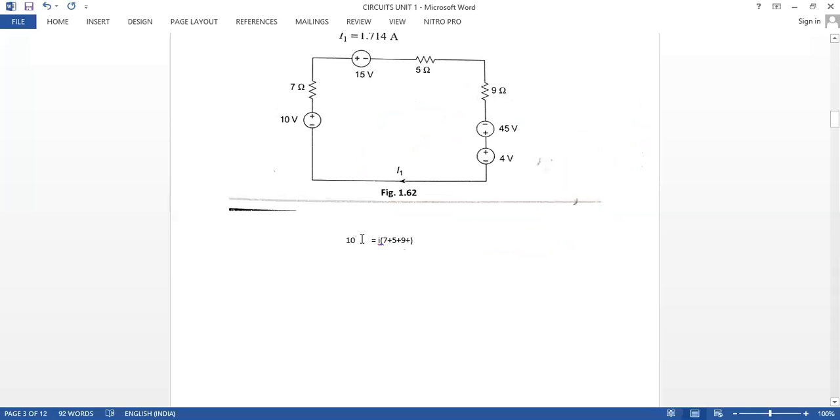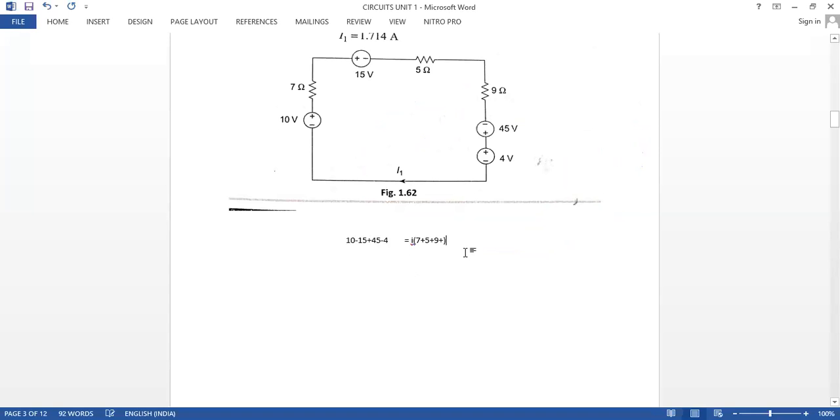Okay, so now you tell me the expression. 10 minus 15 plus 4... plus 45 and it is minus 4. So anyone just add and tell me the value of the left hand side. 55 minus 19.